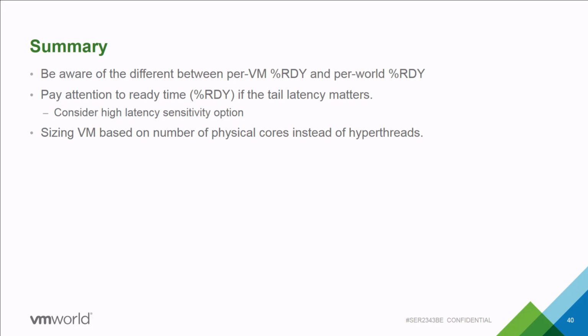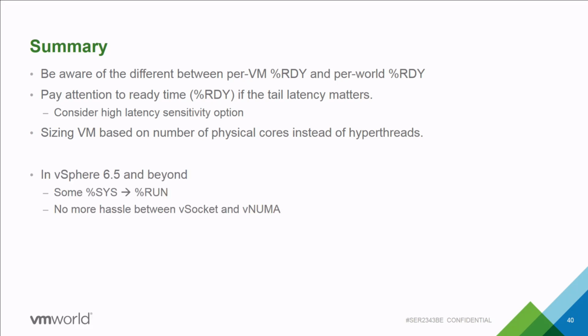Summary: ready time is important for your performance. You need to pay attention to that. And when sizing the VM, because hyper-threading is not a real core, you should mostly size based on physical cores instead of hyper-threading. And we talked about some changes to how we calculate the system time. And more importantly, we partially decoupled virtual socket sizing and virtual NUMA sizing, so you should pay attention to that. And for memory, the key message is you should avoid overcommitting active memory. And for virtual machine configuration, try to avoid undersizing a virtual machine.